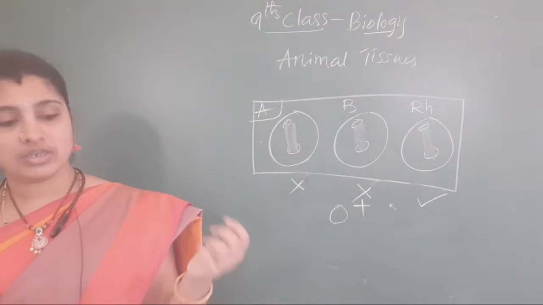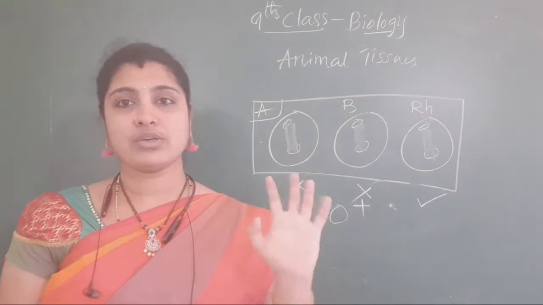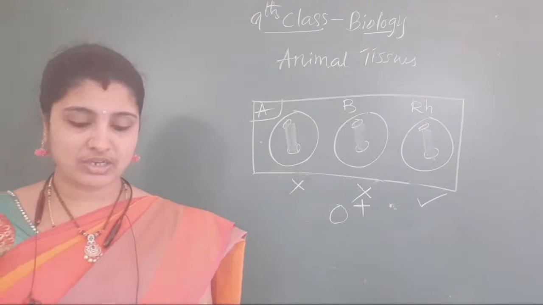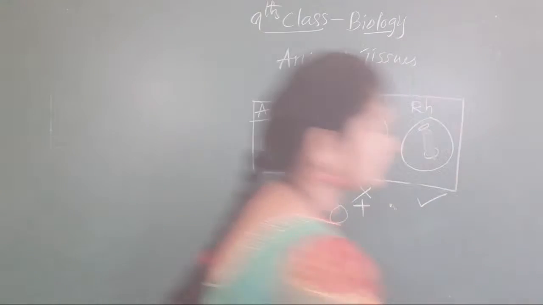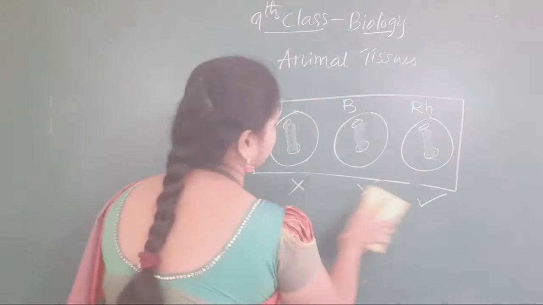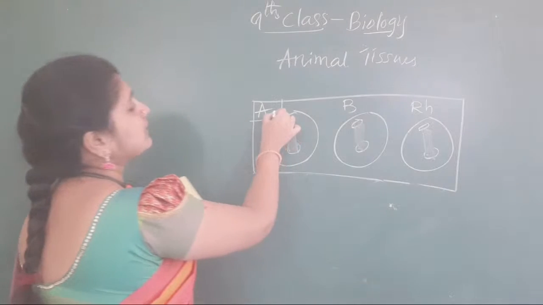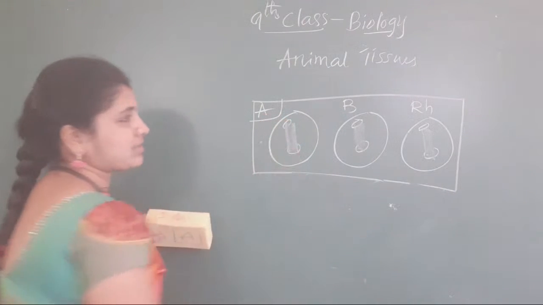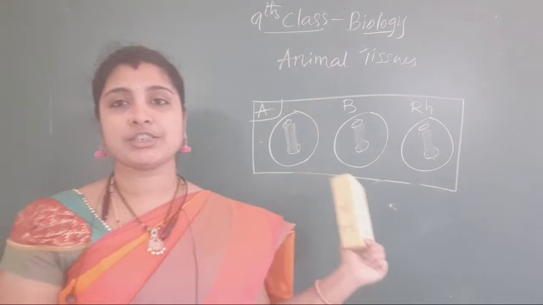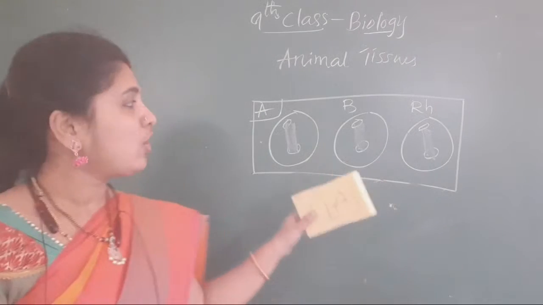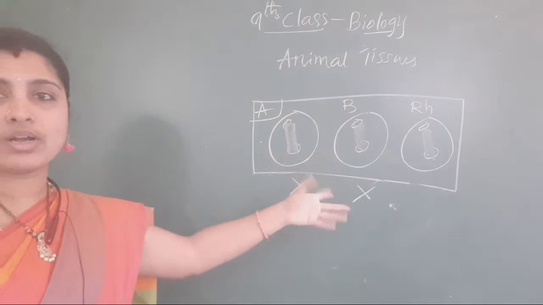So, O blood group candidates are what? Universal donors. Yes, that was not in your syllabus, but let us discuss. O means what, students? If you see, no clumps. Okay, this is not given in your textbook. Everyone listen here carefully. O means what, students? No clumps.